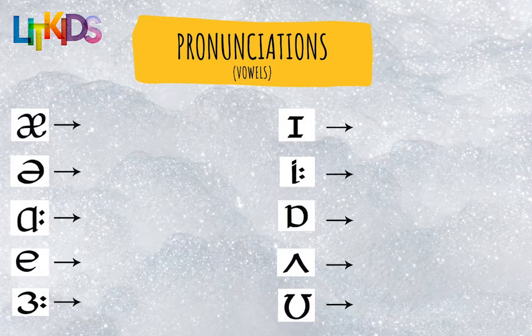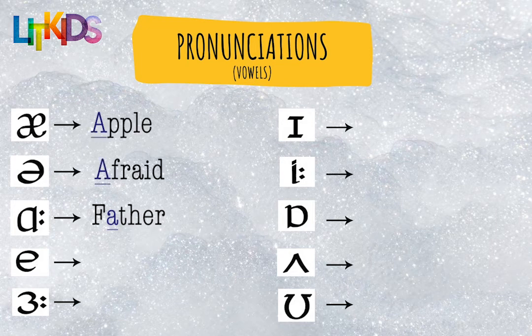So let us begin. First, we have the A sound, as in apple. Then we have this upside down E thing, which is called a schwa, which is actually the most common vowel in the English language, and it is the sound in the word afraid. You have the long A sound that you find in father, and then you have the E sound, which you find in red and pet.